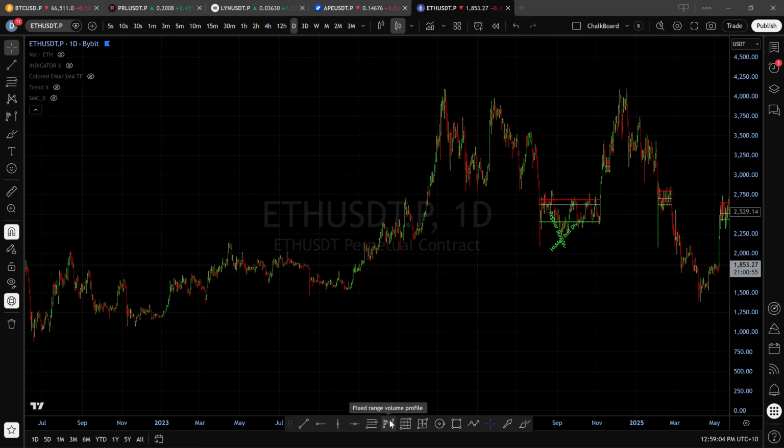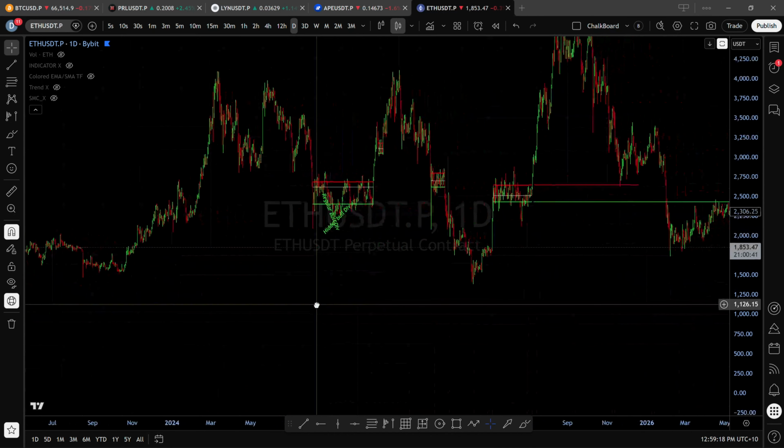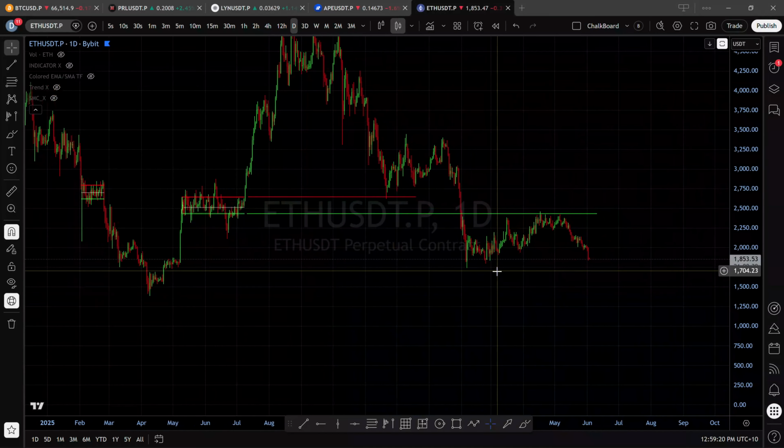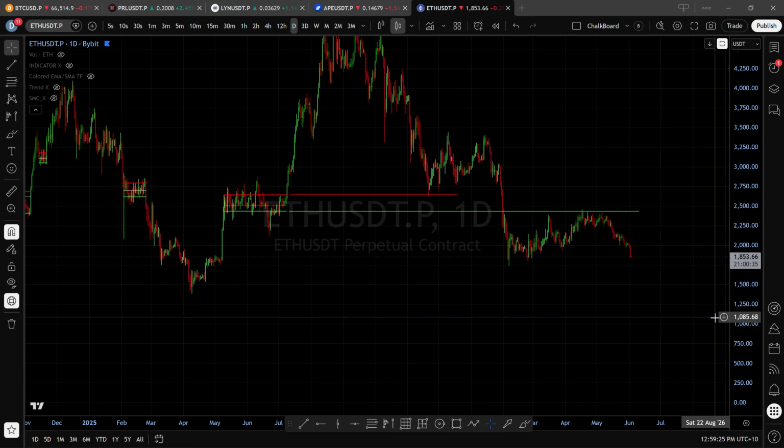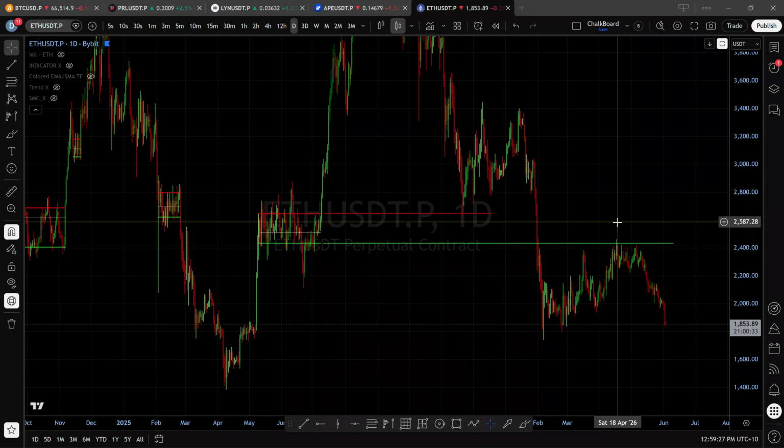But think of it, your fixed range volume profile is not a paid indicator. It's a paid tool with your TradingView. So you can use it as confluence to complement your TDIX and other things. And you see, it's a very good way to trade volume.